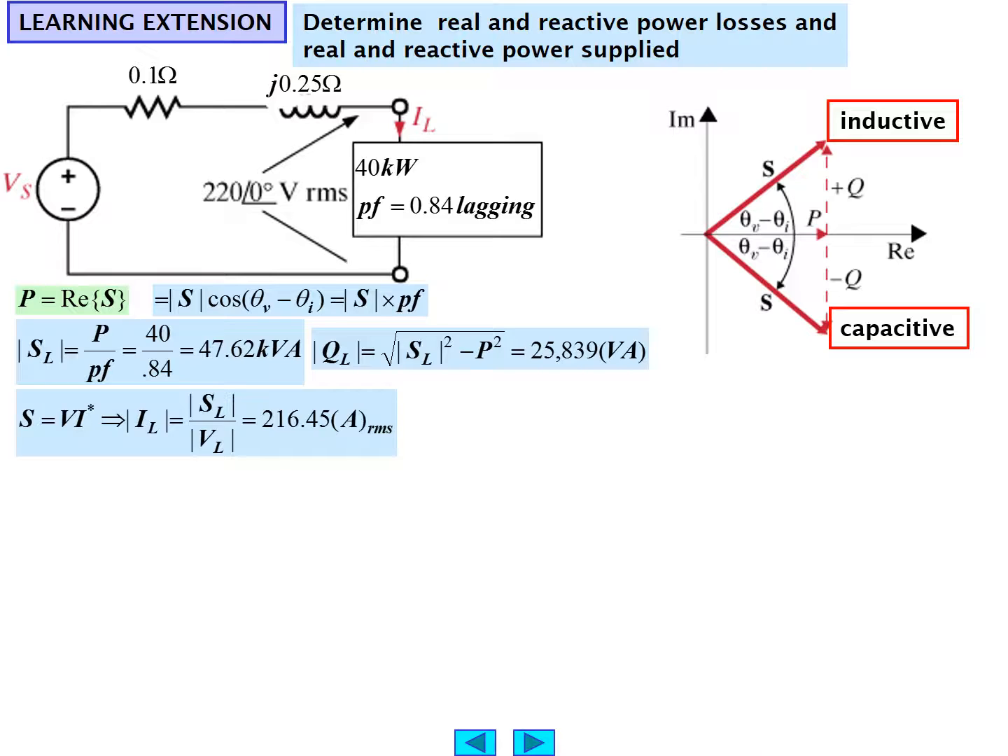S is equal to V times I conjugate, therefore the magnitude of IL would be the magnitude of S divided by the magnitude of VL. If that's all we're concerned about at the moment, we get 216.45 amperes RMS. The power factor we know is cosine theta V minus theta I. Therefore, theta V minus theta I is 32.86 degrees. Since we know the power factor is 0.84, we take the arc cosine.